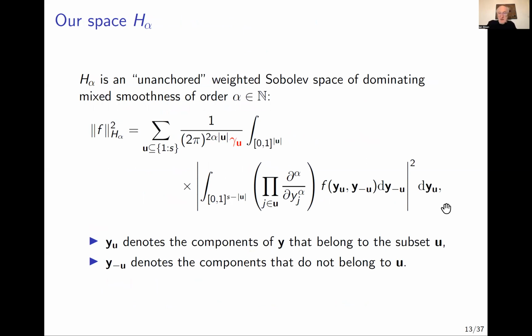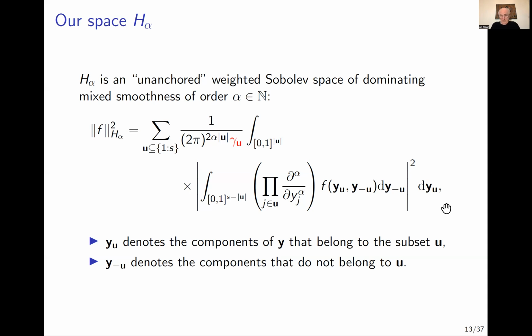So what is the space that we work in, and therefore what's the kernel we're working in? We choose something that's as useful and as simple as possible. We take an unanchored weighted Sobolev space of dominating mixed smoothness of order alpha, an integer. The norm, expressed in terms of derivatives, is the sum over all subsets u of 1 up to s. s is the dimension, the number of stochastic variables. In the denominator we have gamma u, which are weights. I will come to that later.